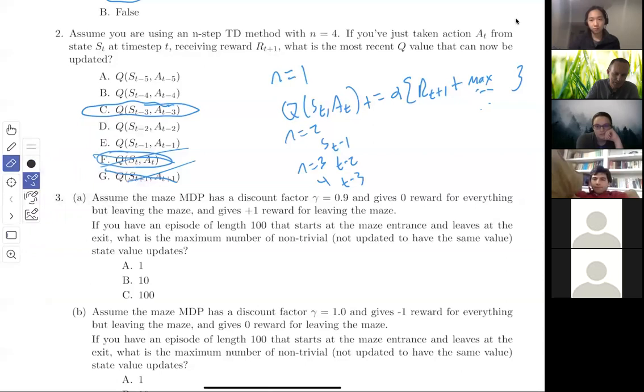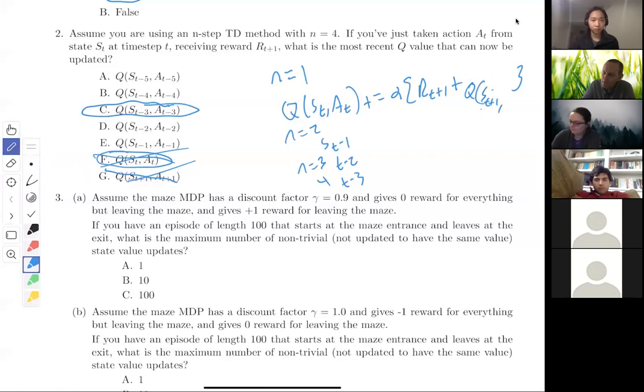There it is. Let's just go ahead and fill this in. So this would be R_{t+1} plus what? Q of S_{t+1}, A_{t+1} minus Q of S_t, A_t, right?